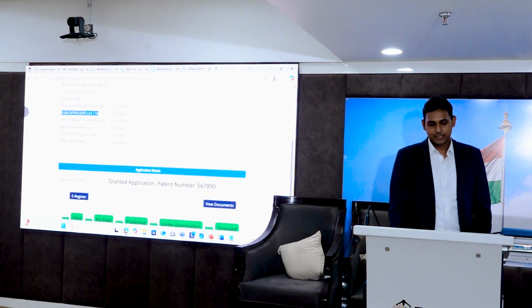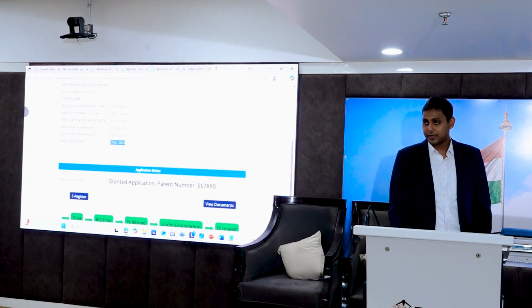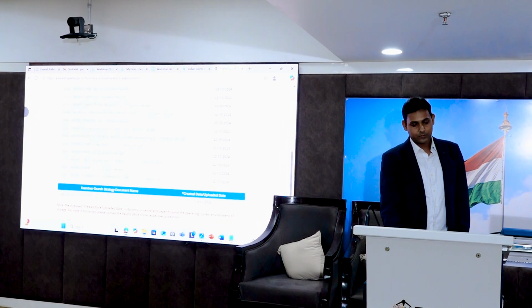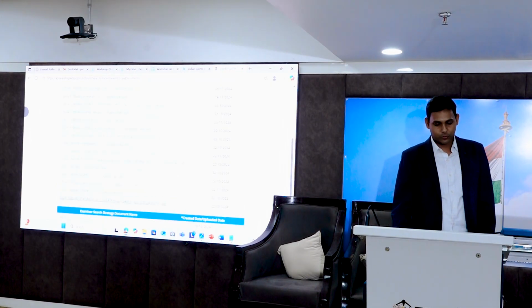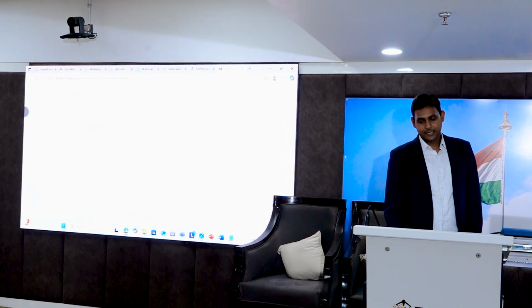Request for examination date. So there are a few dates. So this is the publication date when it got published, and the reply to FER, that is the first examination report. So these dates are here. Okay. Now see, these are the patent documents. So these are the different forms. So these basically are the legal requirements that you have to comply with.